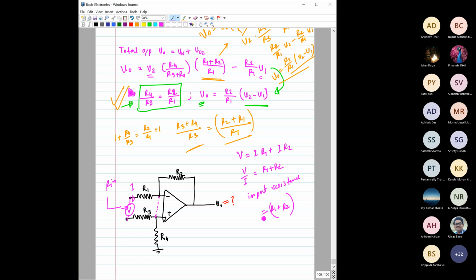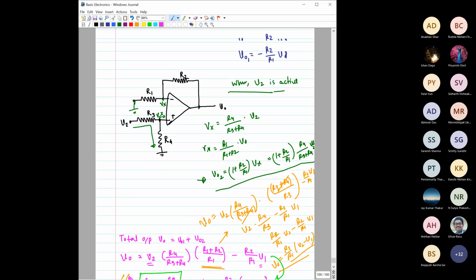But for previous cases, we have seen the input resistance for those amplifiers is generally infinite, because it is the op-amp input resistance. But for this case, the input resistance is finite. It is basically R1 plus R2. That is one thing.